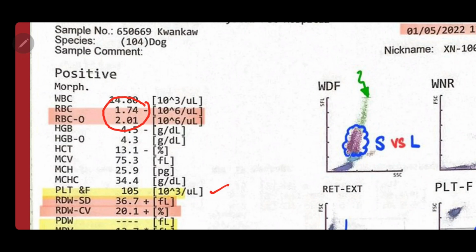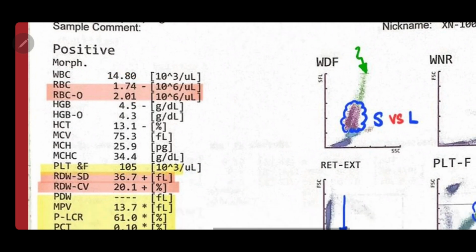When RBC decreases, what happens? RDW increases, right? If you remember, RDW-CV should be less than 16%. But in this case, it is 20.1%. This indicates a significant distribution of red blood cells, meaning we should look at the reticulocyte count to see if there is any production happening.